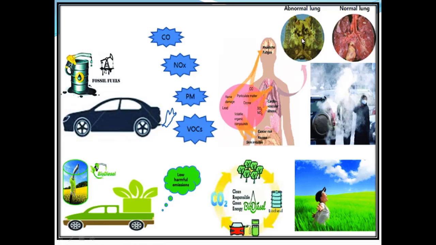We can see how the normal lungs look, and the abnormal lungs, meaning the effect that pollution causes on the lungs. When you are breathing from the atmosphere, you inhale different gases, and such things happen, and we can see those effects in the lungs.